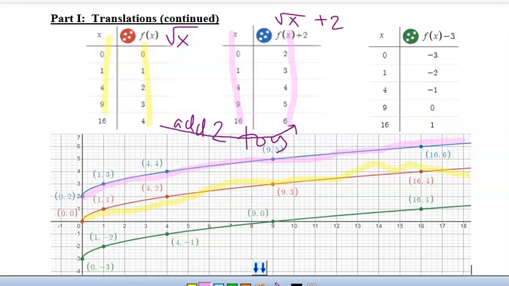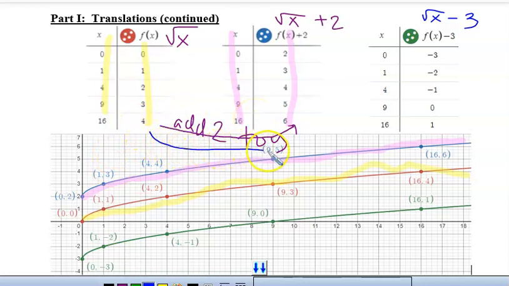Okay. And then the last one that we have, this last table, is saying to take the parent function square root of x and subtract 3 from it. So right above there, we're going to write square root of x, and then on the outside of that radical, we're going to subtract 3. So that's going to be affecting your output. You'll notice that all of your x values are the same when you compare it to the parent function, but those y values are going to be 3 less.